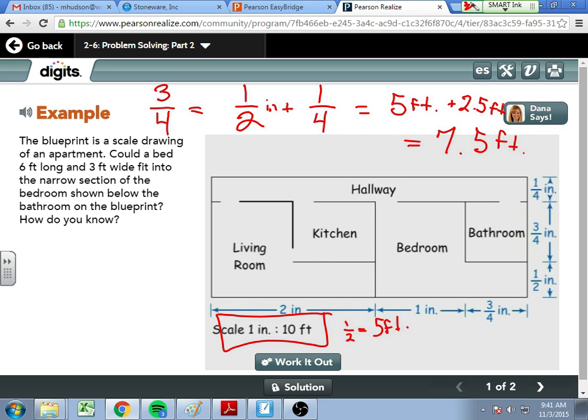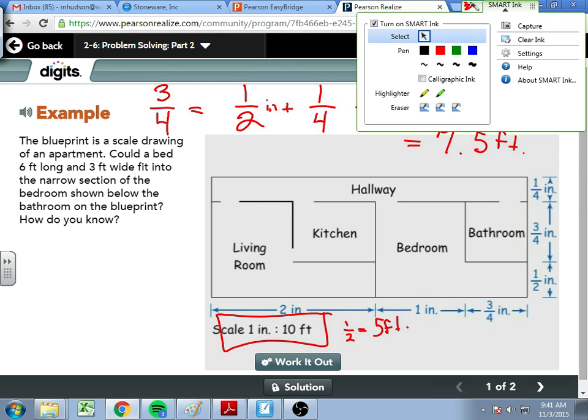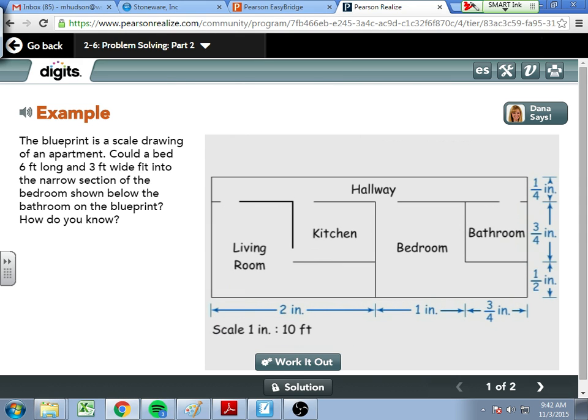I did it a different way. Okay, you divided by 4, then you multiplied by 3. No, I just did 10 divided by 4 and then times 3. I got 7.5. Is that right? Well, let's find out.